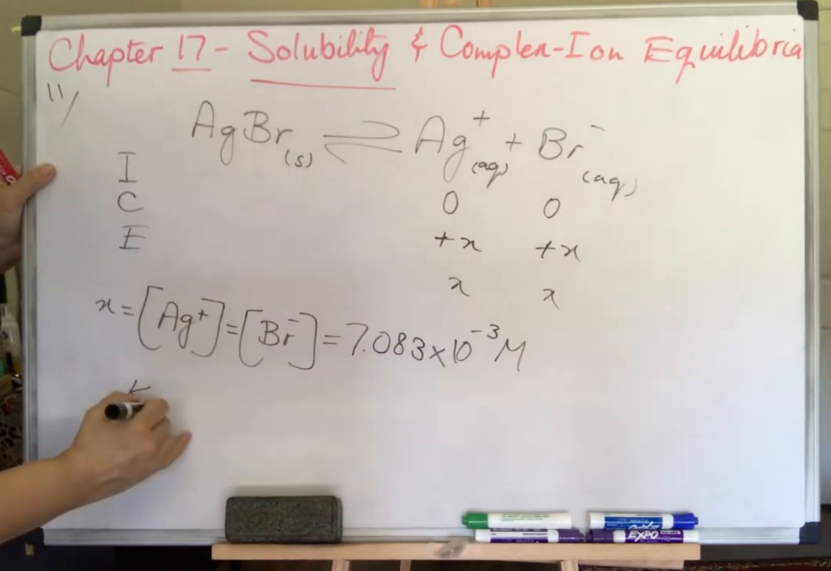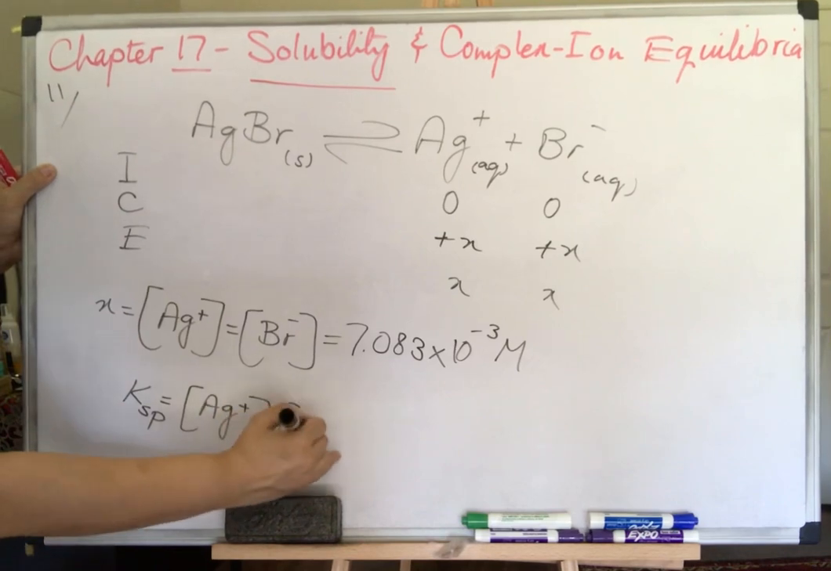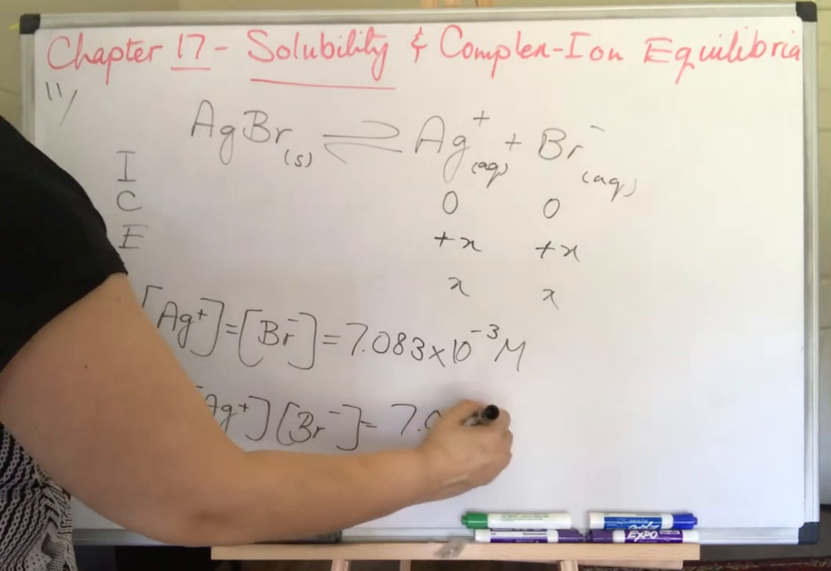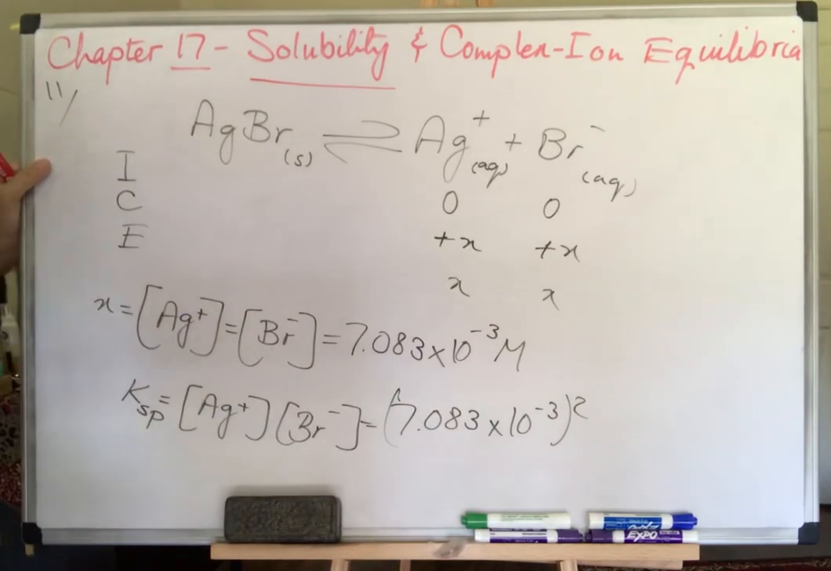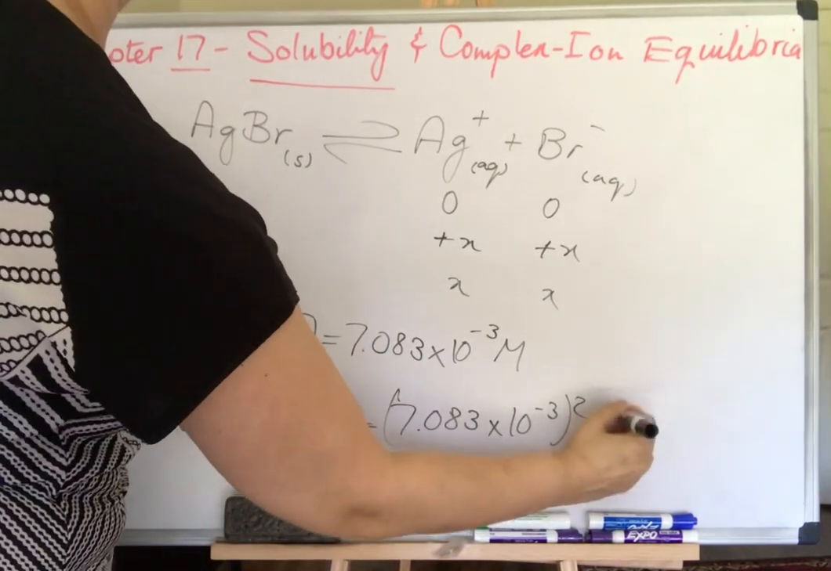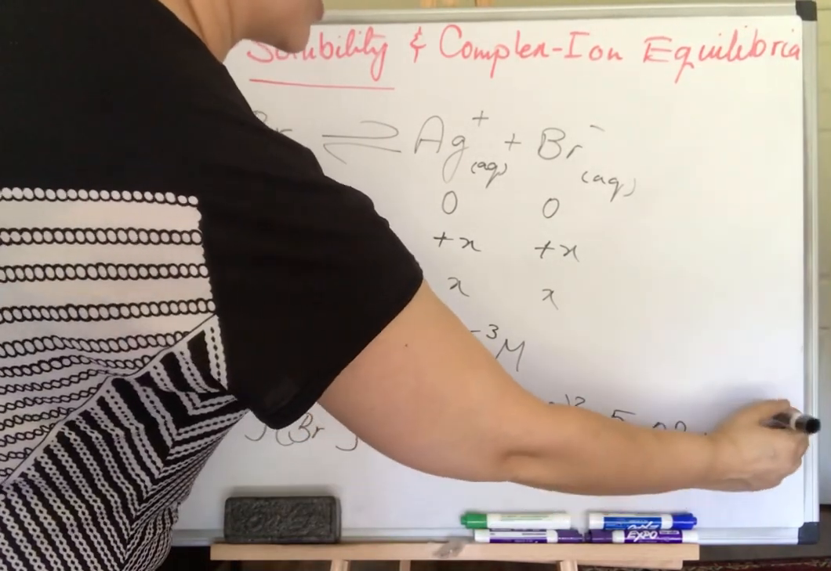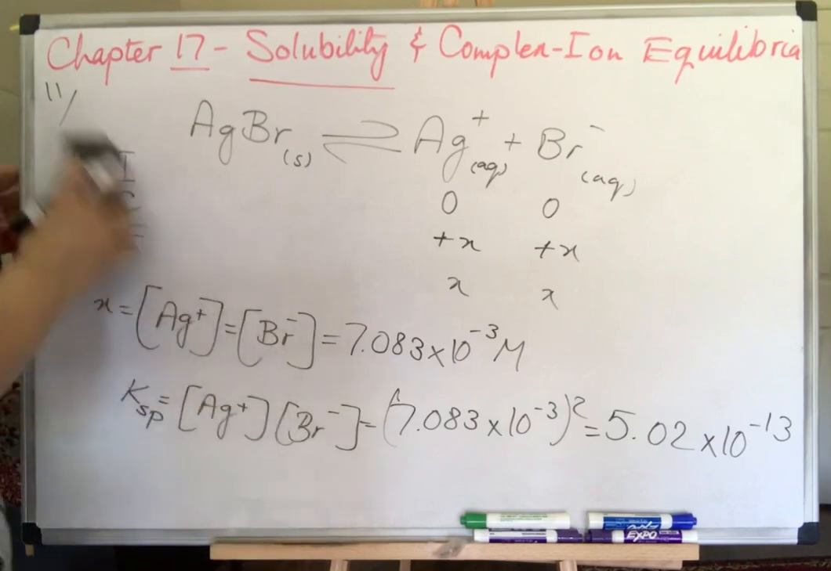So KSP is Ag times Br, so it's going to be 7.083 times 10 to negative 3 squared, because they're both the same, right? So KSP, you will find it as 5.02 times 10 to negative 13. The solubility product constants are given in a chart. If you need them, they will be given in the exam, so you don't need to be worried.